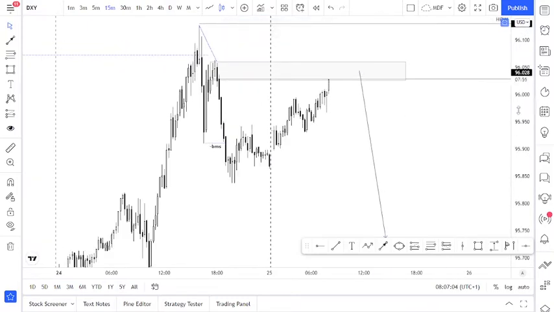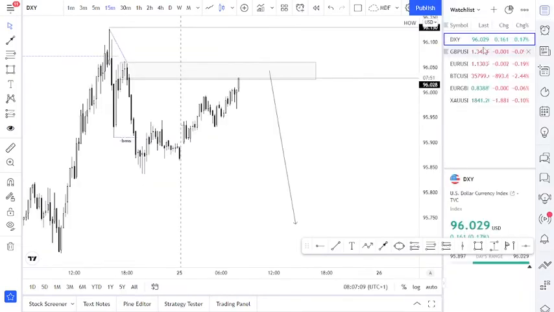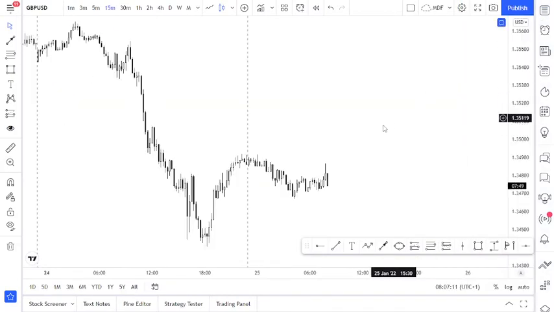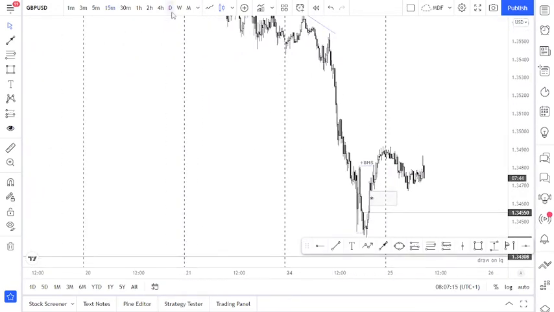Now, having understood what we are looking for on the dollar index, let's look at GBP USD and Euro USD. Coming to GBP USD, let's go back to the daily time frame.